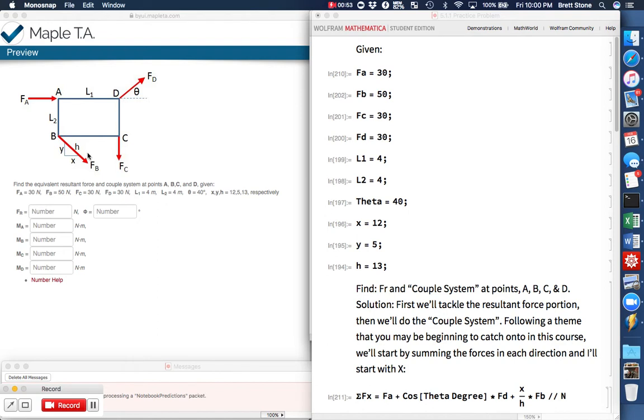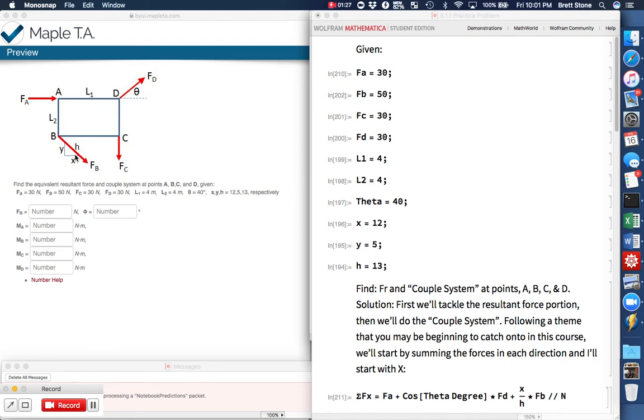And the way we can do that is kind of similar to what you've been doing through a lot of the semester, and that's take all of the x components, or all of the forces in the x direction. So all of FA, the x component of FD, so that would be something like cosine theta times FD, plus x over h of FB, and then obviously there's none of FC in the x direction, so you'd add up those three, the x components, and that would be the sum of the forces in the x.